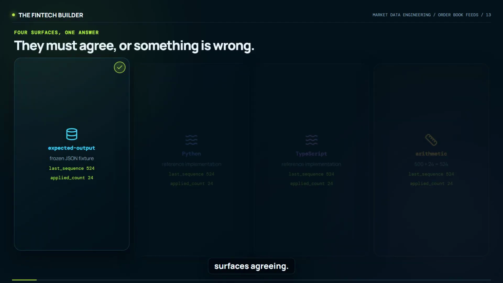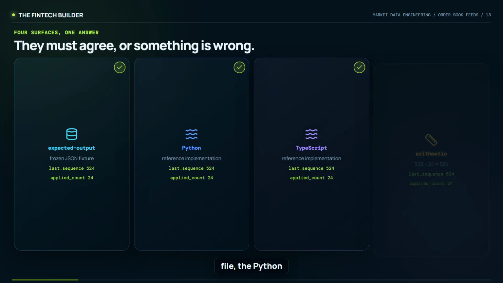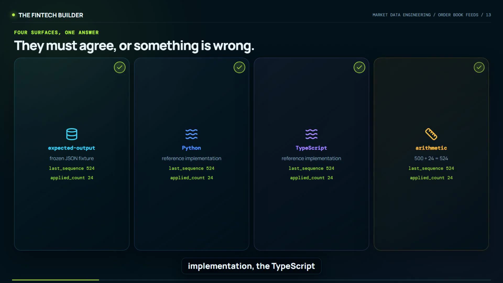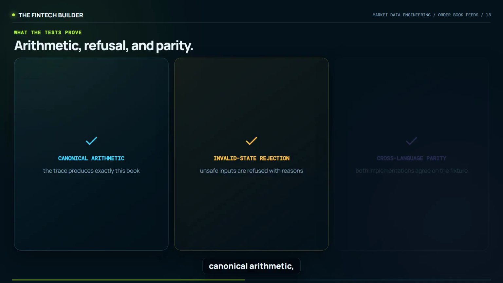Verification means 4 surfaces agreeing. The frozen expected output file, the Python implementation, the TypeScript implementation, and the independent arithmetic line all produce the same final book, the same last sequence of 524, and the same applied count of 24. That is what the tests prove: canonical arithmetic, invalid state rejection, and parity between the 2 languages.